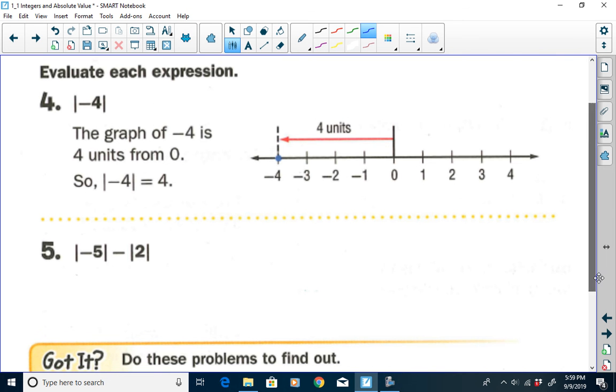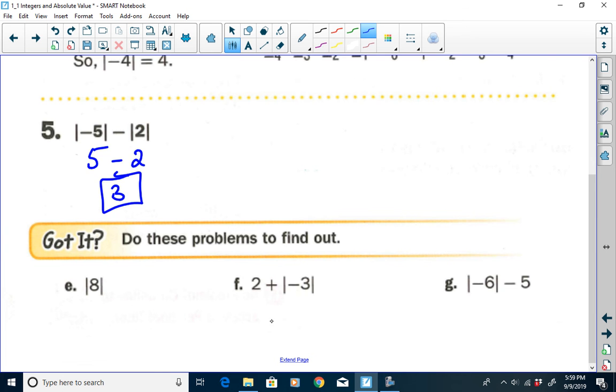All right, let's take a look at some other examples here. Let's look at example 5. We want to take the absolute value of negative 5 and take away the absolute value of 2. Well, first we have to evaluate their absolute values. The absolute value of negative 5 is 5. The absolute value of 2 is 2. 5 take away 2 is going to be 3. So the absolute value of negative 5 take away the absolute value of 2 is going to be 3.